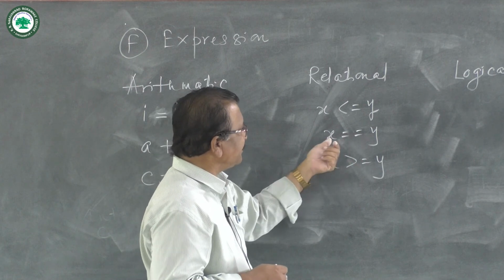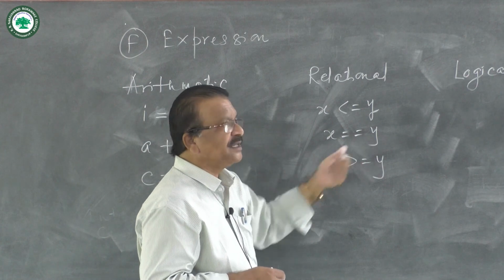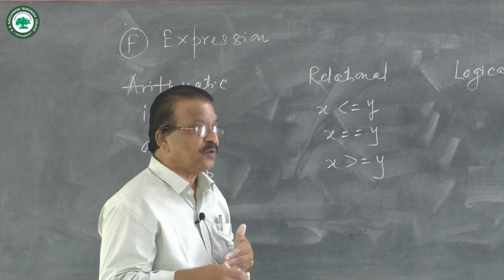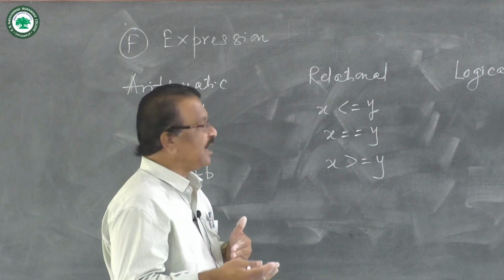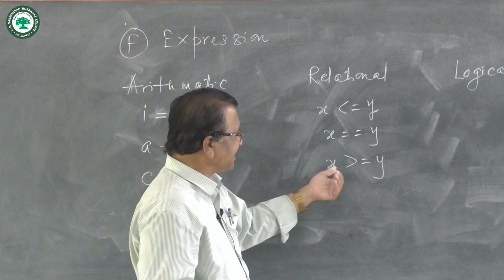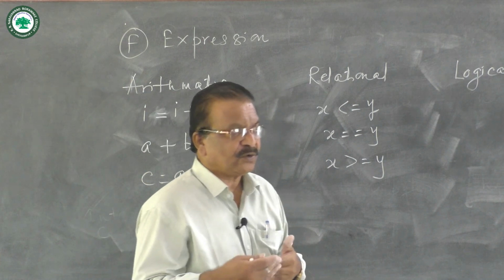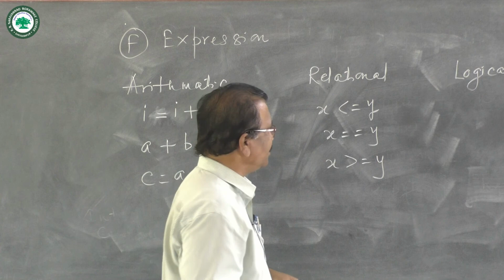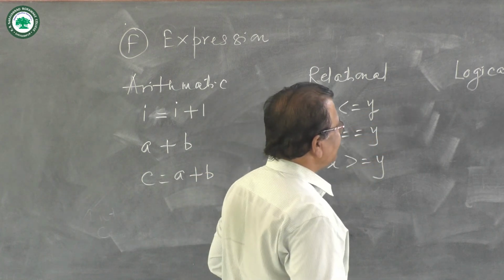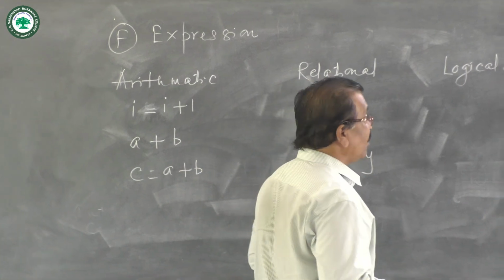Similarly, equal to is not truly a relational operator, but it is closely associated with relational operators. Equal to means whether the value of x is equal to y, and the answer would be either yes or no, or true or false, or 1 or 0. X greater than or equal to y, the answer would be either yes or no, true or false, or 1 or 0. Similarly, logical expressions make use of logical operators.